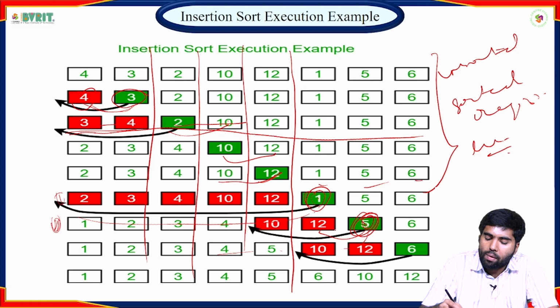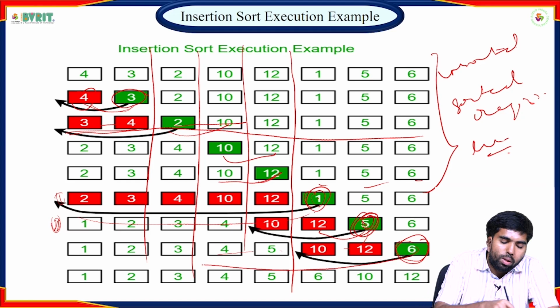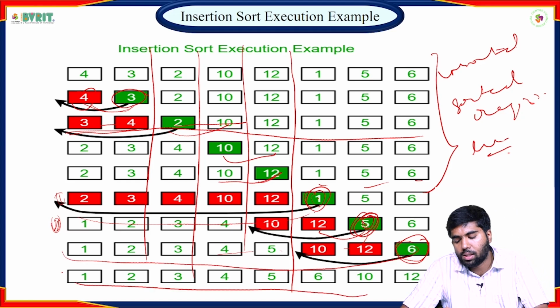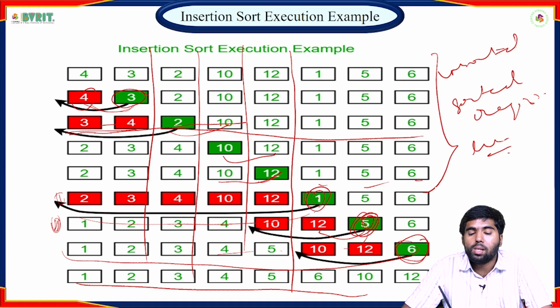Then after that, what we are doing? We are putting 10 and 12 into consideration. Then we have the last element, which is 6, and we also compare it with all the elements, and then we put up our final array, which is 1, 2, 3, 4, 5, 6, 10 and 12. So this is how we use insertion sort for the execution.